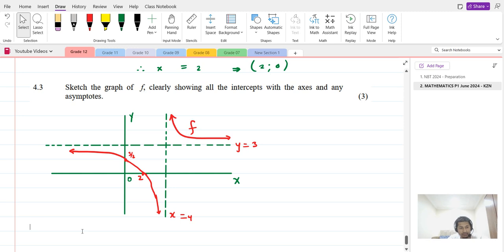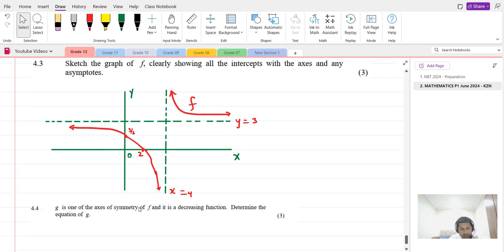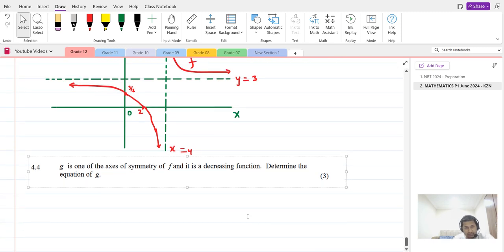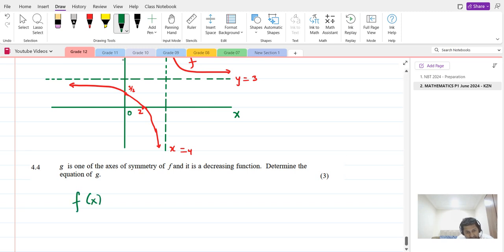G is one of the axes of symmetry of f and is a decreasing function. Determine the equation of g. Now you get two types of axis of symmetry in a hyperbola. So y equals 1 over x minus 4 plus 3, that was the equation. The axis of symmetry: you go into this pattern and you cut it here. If you put a negative in front in the denominator, you get a negative axis of symmetry. And if you take it as is, so there are two axes of symmetry.